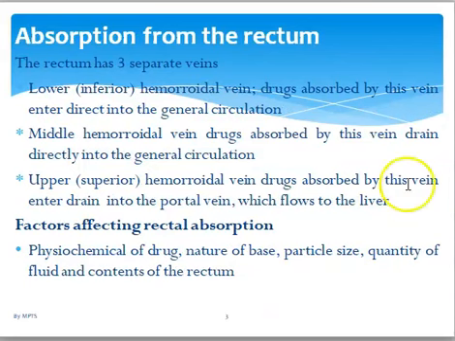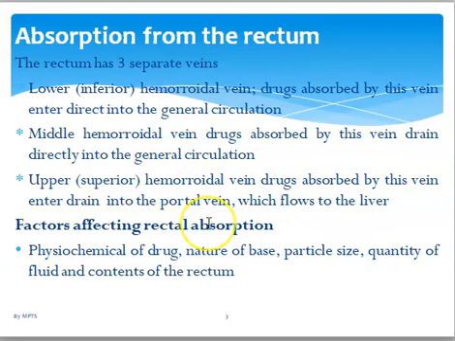So let us look at absorption from the rectum, because of the veins which take the drug away from the rectum. We have the lower or inferior hemorrhoidal vein, straight to the general circulation. Of course, you are avoiding first pass effect. The middle hemorrhoidal vein, again, you are avoiding first pass effect because it goes straight into the general circulation. However, if you insert it further, it can be taken into the liver via the portal vein, and once this happens, the drug can have first pass metabolism, because it can be metabolized before it reaches the general circulation.